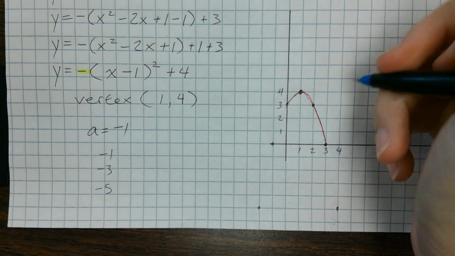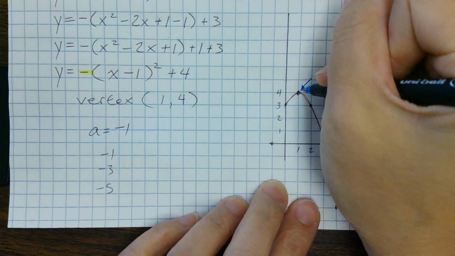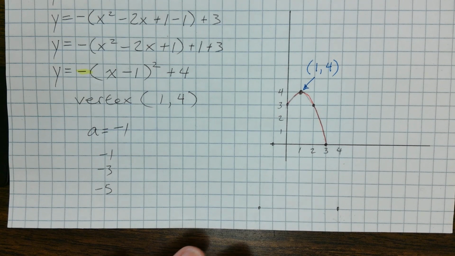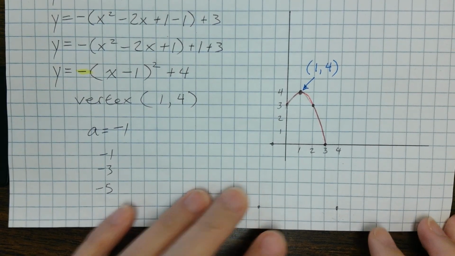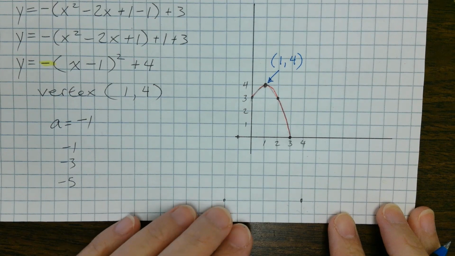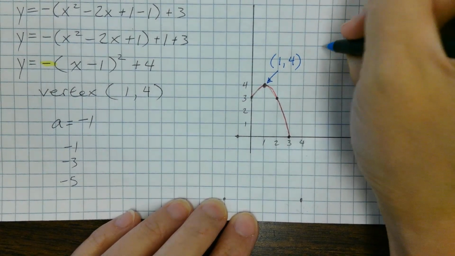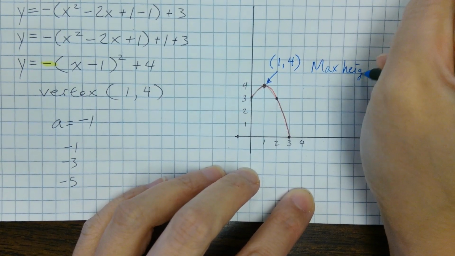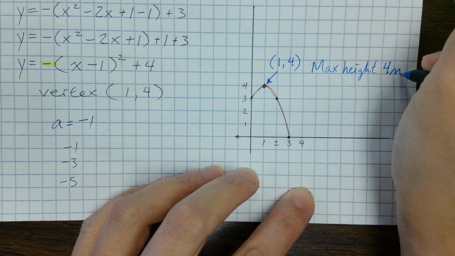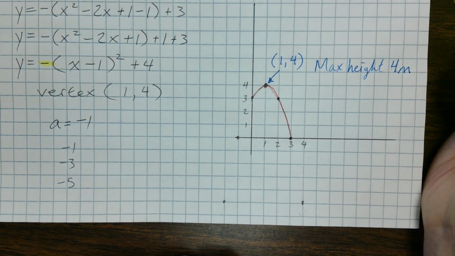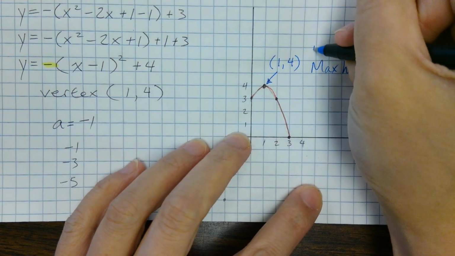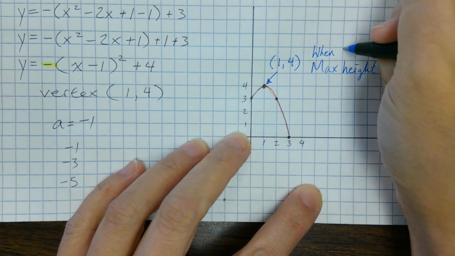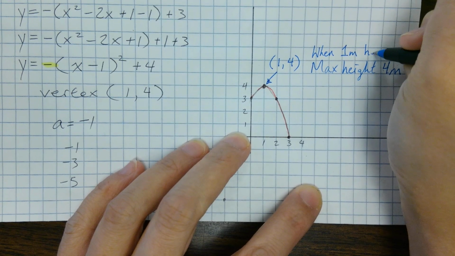Okay, so I know that this point right here, this is my vertex, which is 1 and 4. What does it mean though in the context of the question? What does that 1 and 4 mean? Yep. Yeah. Okay. Maximum height is 4 meters. And when does it occur? At 1 meter. Good. When the ball is 1 meter horizontally.